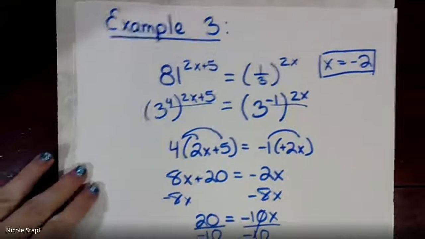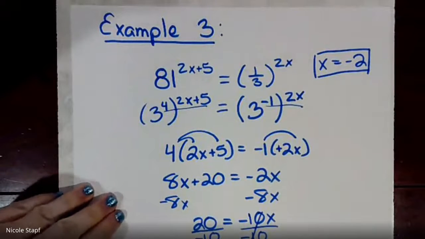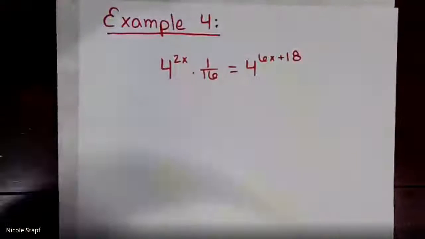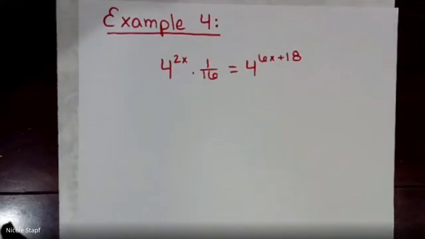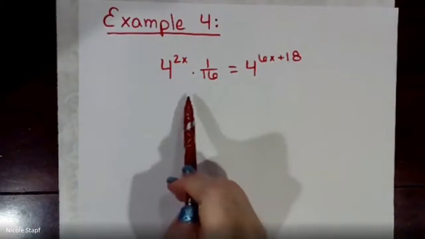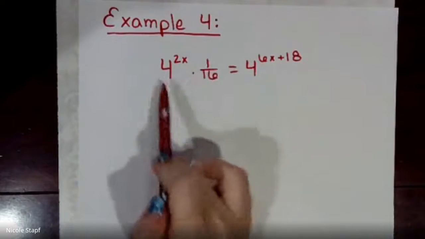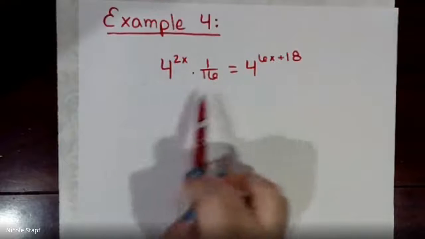We're going to look at one more example. That's probably the most complex that I'm going to give you. We have 4 to the 2x power times 1/16 equals 4 to the 6x plus 18th power. Now this is different from the problems that you've seen previously because we've just had one term on each side of the equal sign. Here we have multiple terms. We have 2 terms here that we're going to have to deal with.